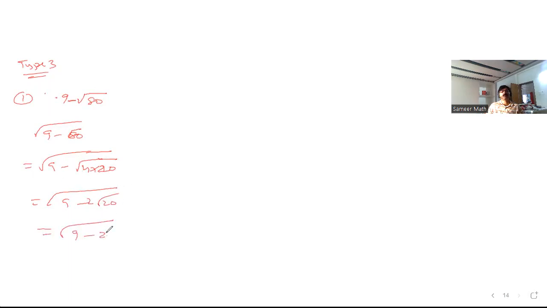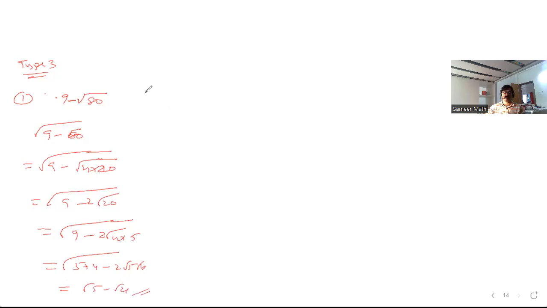So 9 minus 2 root 20, and now you can factorize as in type 1. 4 fives are 20. So the bigger one you have to write first: 5 plus 4 minus 2 root 5 root 4. So finally root 5 minus root 4 is the answer.